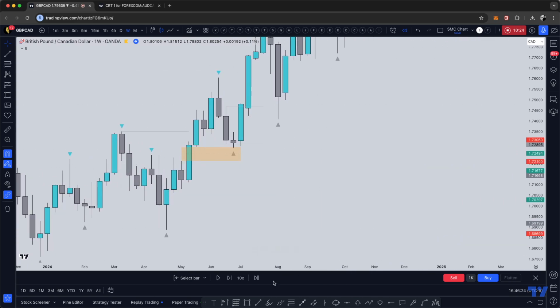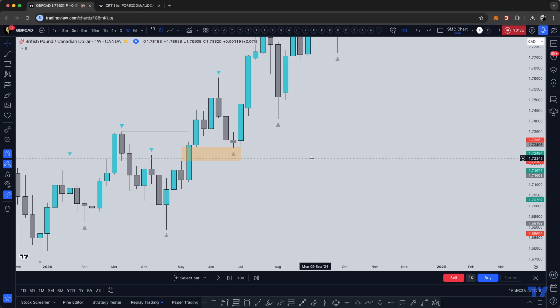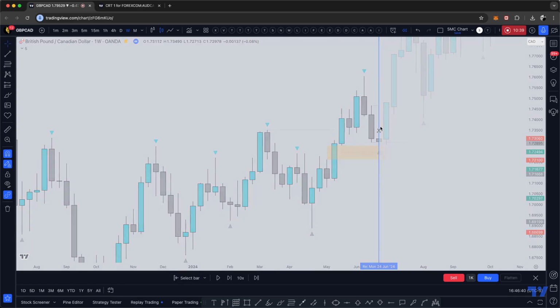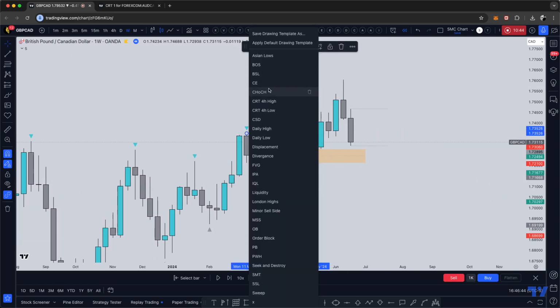You see that model right there? Say price pushes up, pulls back, pushes up, pulls back, pushes up. This cycle, right? We are bullish. Market is pumping up. After the price takes this external liquidity, right?